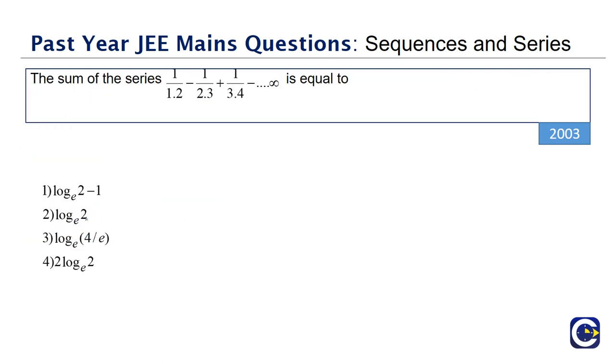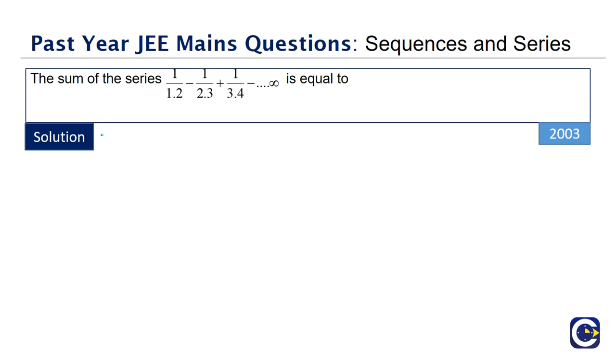The sum of the series 1 by 1 into 2 minus 1 by 2 into 3 plus 1 by 3 into 4 minus and so on infinity is equal to. Options are log 2 base e minus 1, log 2 base e, log 4 by e base e, 2 log 2 base e. So this series can be split into two series: 1 by 1 into 2 plus 1 by 3 into 4 plus and so on infinity, minus 1 by 2 into 3 plus 1 by 4 into 5 plus and so on infinity.